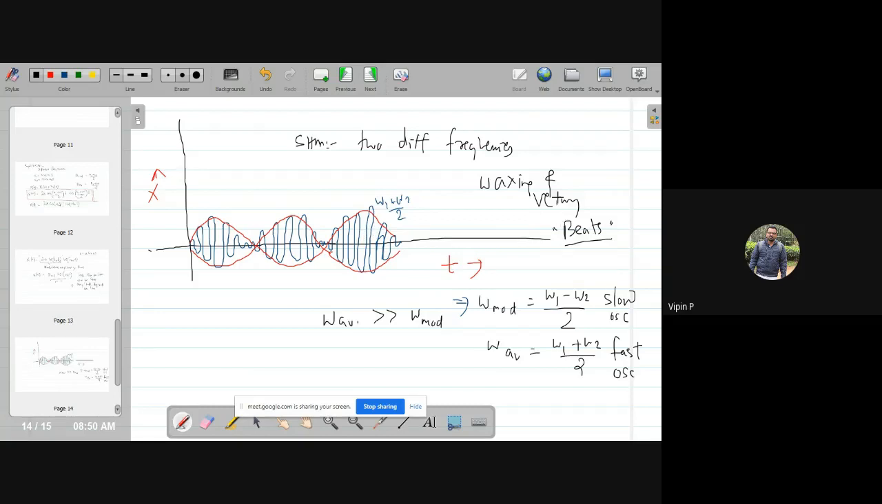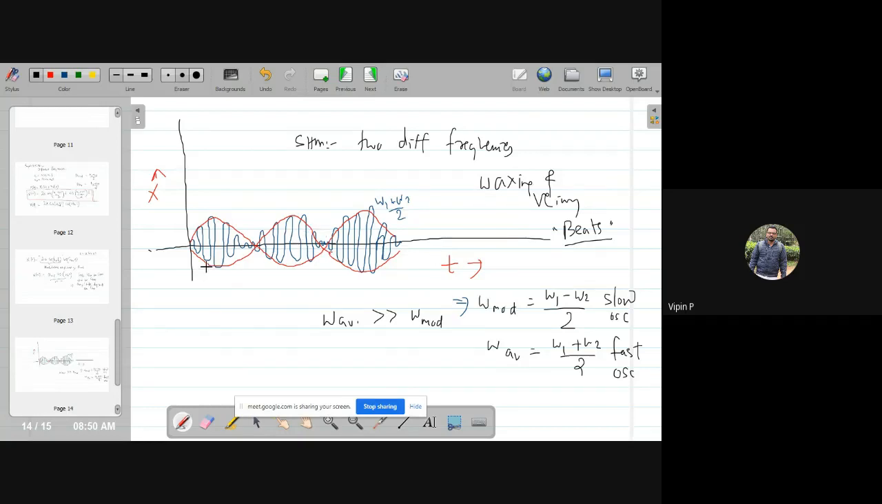Now for beats itself, we have another condition to satisfy that we will see. We'll go to that, but right now, this is what will happen. This thing over here represents one beat. This is another one. So you have a number of beats happening, and you have one maxima followed by a minima, one maxima followed by a minima. That's what is generally called a beat.